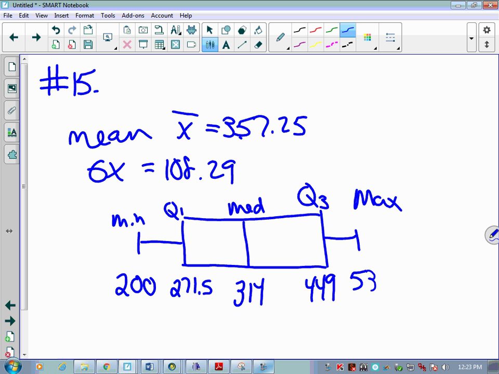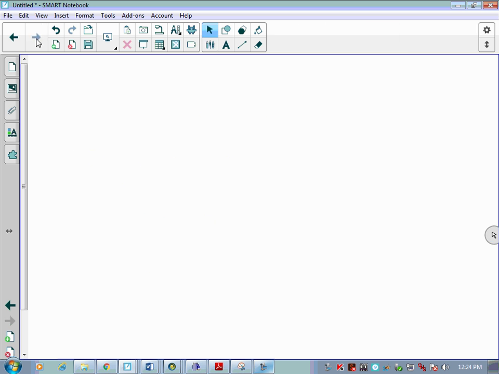So your calculator is going to give you all that if you plug in your data. You're going to plug your data into your list. So you're going to hit stat, list, plug in all of that data, then hit stat again. Go over to calculate, then one variable statistics. You may have to scroll down to get all of your numbers. All right, so that's 15. Questions about that, you can email me or ask.